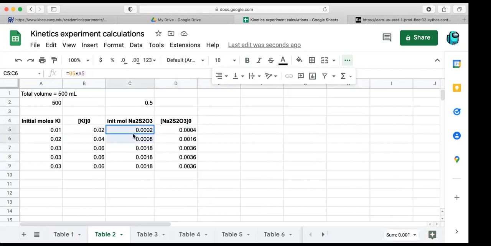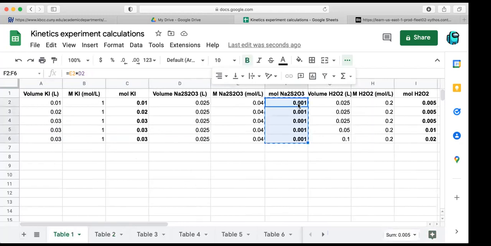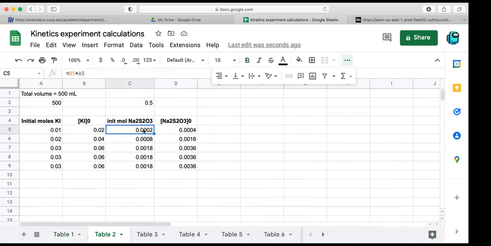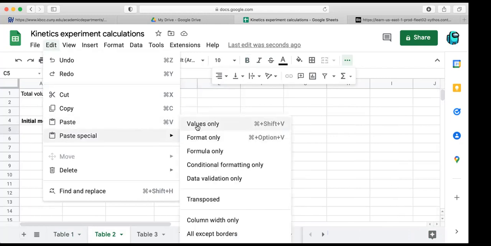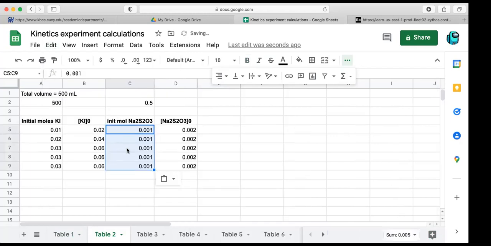So what I'm going to do is I'm going to redo that. You have to be very careful with these. So I'm going to highlight these. I'm going to copy. That's another thing it'll do. It'll actually just change the values. So now we're going to go paste special and then values only. There we go. Now we got the right values.